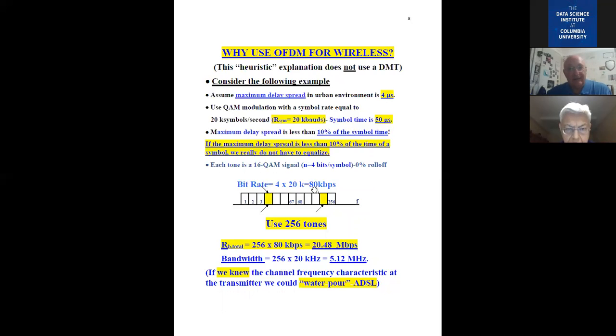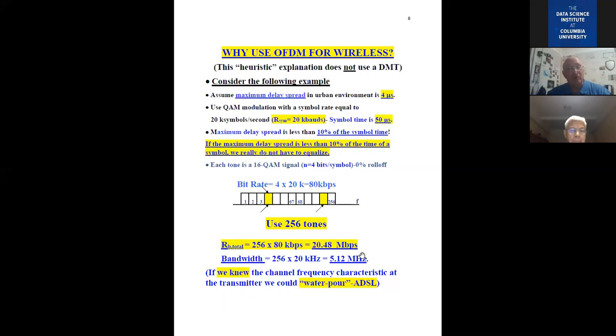I end up getting a signal which is operating at 80 kilobits per second and a bandwidth of 20 kilohertz. But then you say to me, but that's not a lot of bits. I want to transmit megabits per second. So then you say, well, who says I have to just use 1 QAM signal? Why not use 256 QAM signals, one next to another, each one transmitting 80 kilobits per second? 256 times 80, 20 megabits per second, and a bandwidth of 5 megahertz.